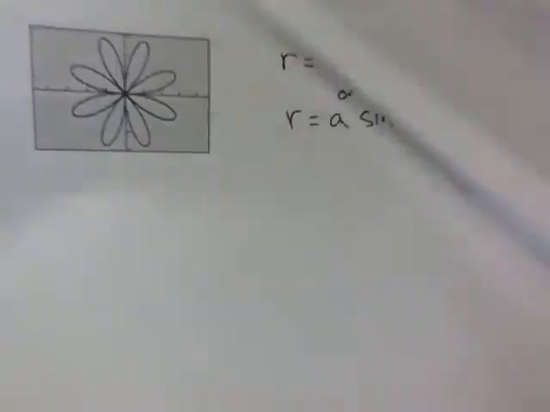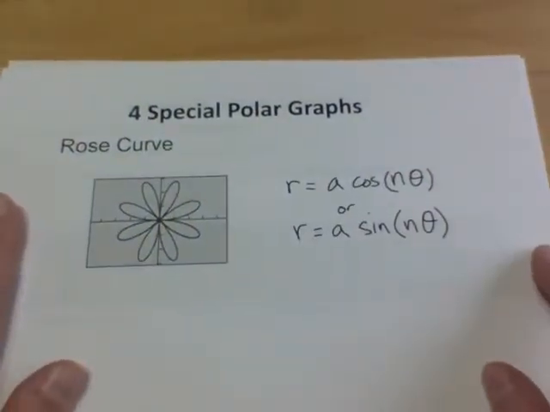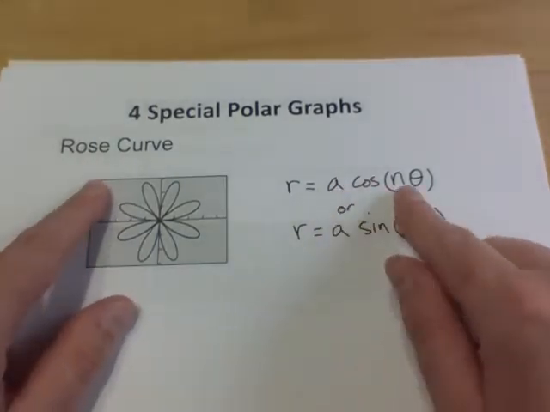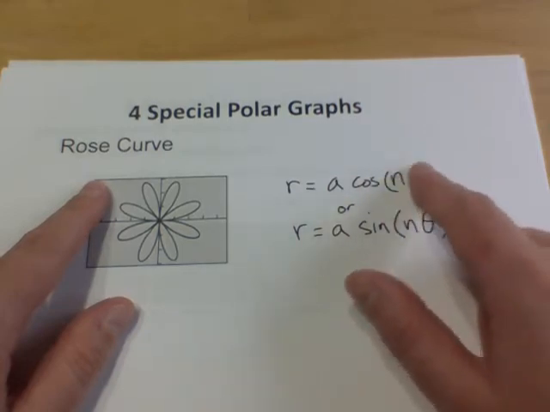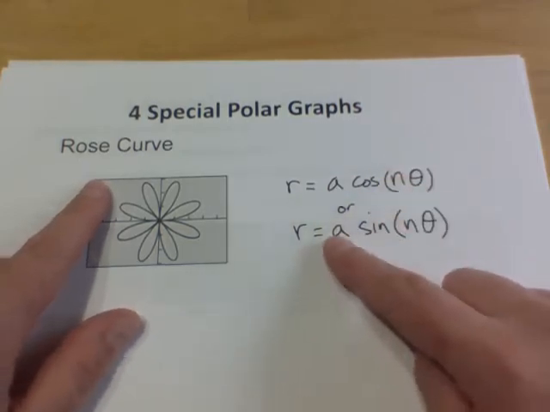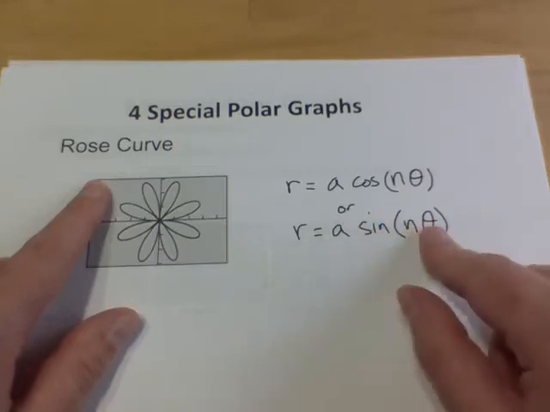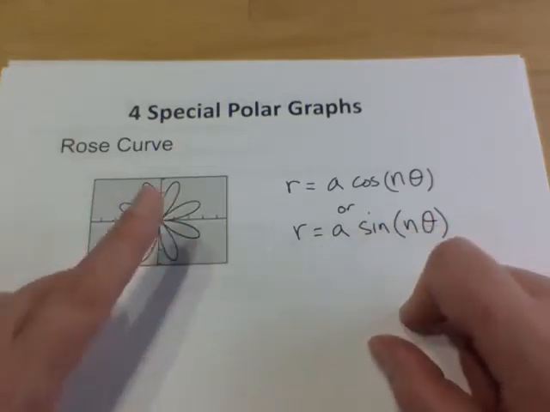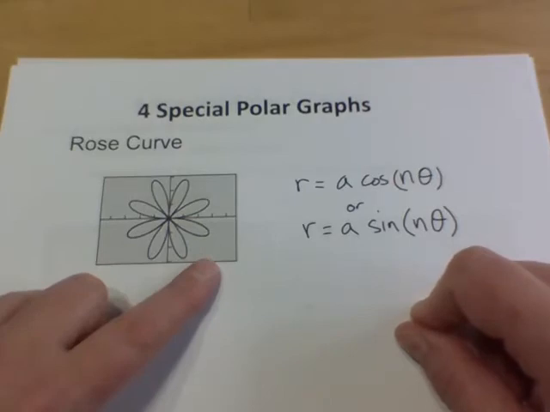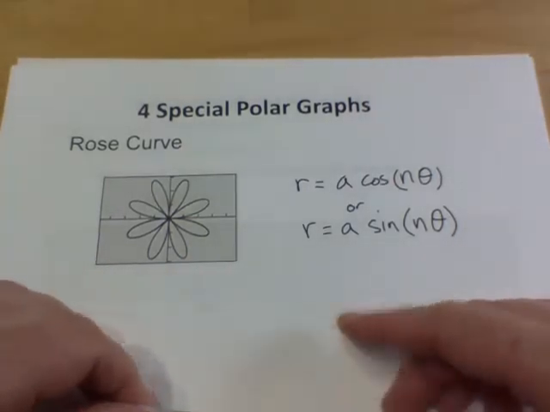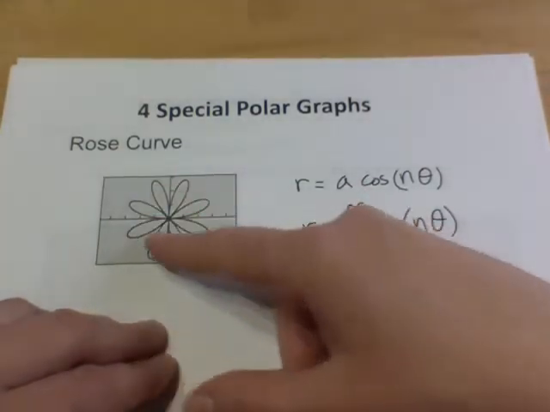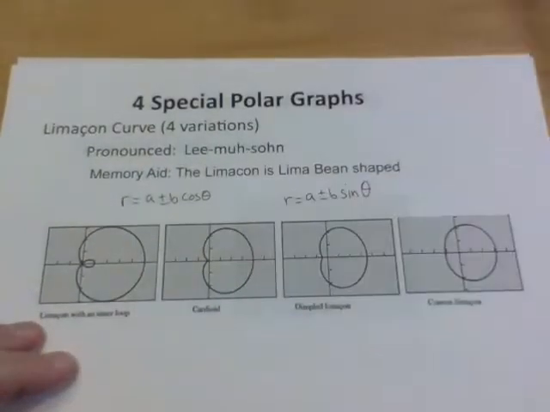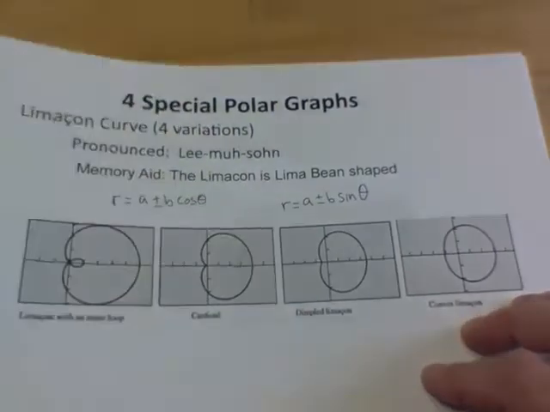So this first graph here is our rose curve. Anytime that you see a number times cosine, and then maybe a number inside times theta, or a sine in that same format, you are going to get this rose curve. That's the shape that's going to occur, and depending on what each of these numbers is, you're going to get a certain number of petals. We'll go over that. So that's your rose curve.